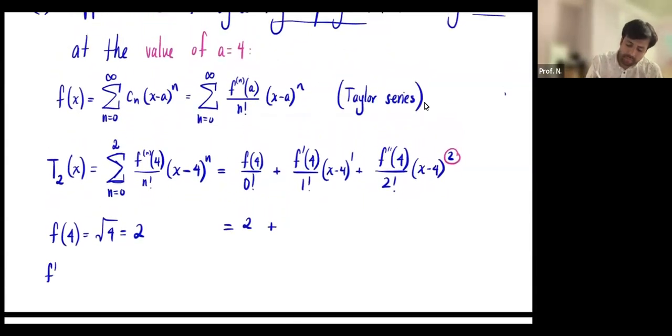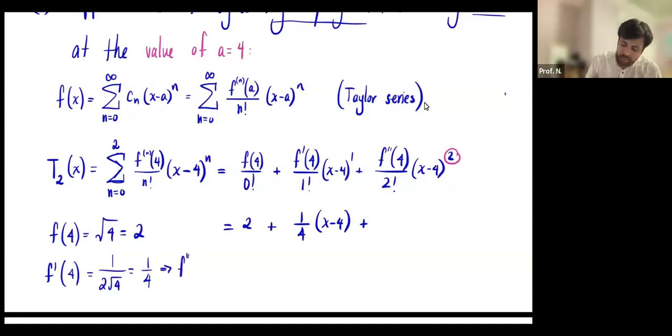What is f prime? Well, f prime, the derivative of the square root function, is 1 over 2 radical 4, which is a fourth. So I have this as a fourth times (x minus 4). And then I'm going to add plus, now I look at the derivative of the derivative, which is f double prime at 4.